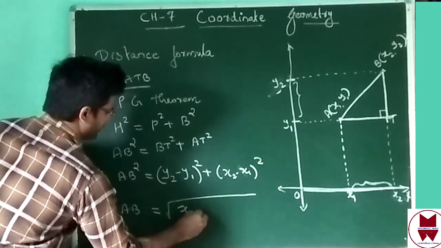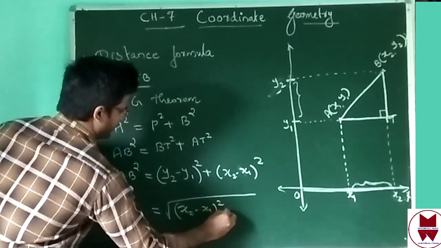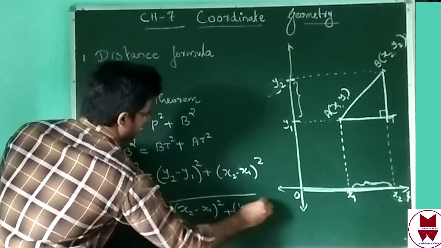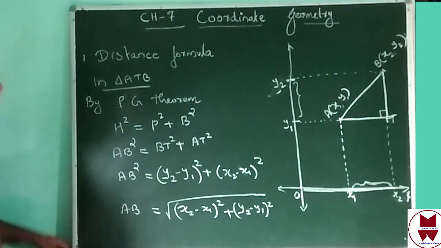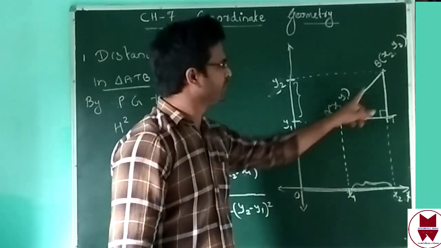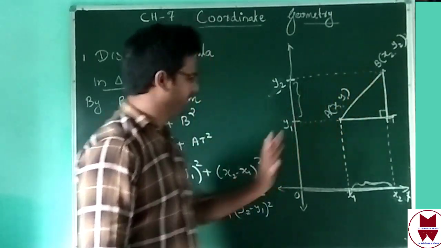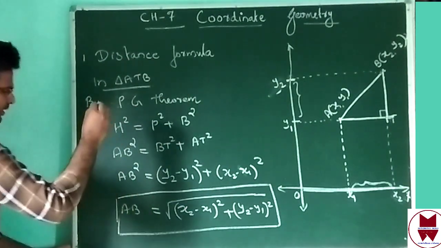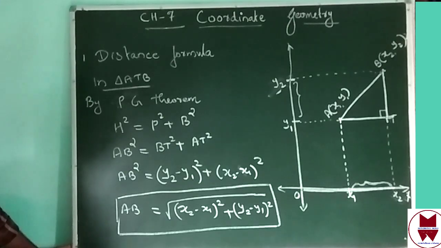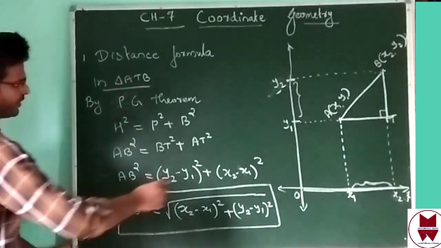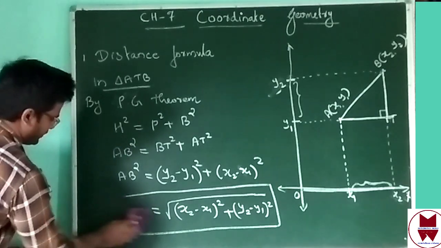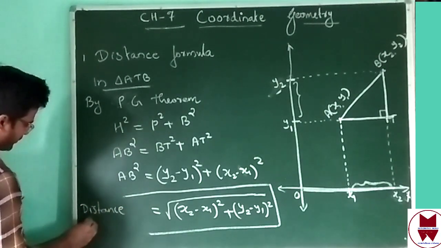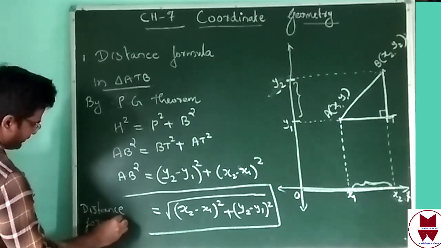x1, I am going to write first, x2 minus x1 all square plus next y2 minus y1 all square. Now we got AB. What is AB? AB is the distance between the given points A and B. This is our distance formula. AB equals the square root of x2 minus x1 all square plus y2 minus y1 all square. Then we can write here distance formula, distance formula AB.